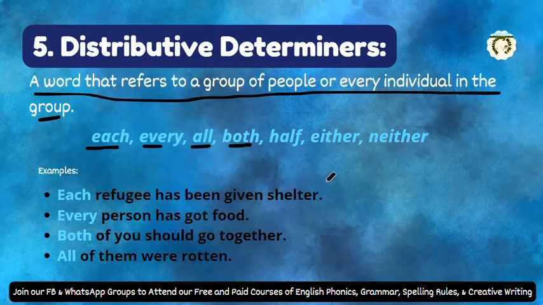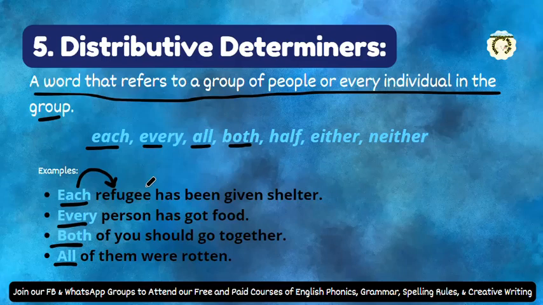For example, each refugee has been given shelter. Each means everyone. Every person has got food. Both of you should go together. All of them were rotten. All these words are giving the information about the nouns next to them.